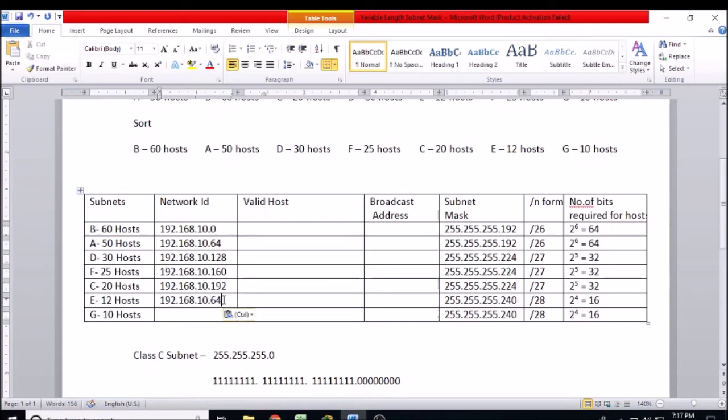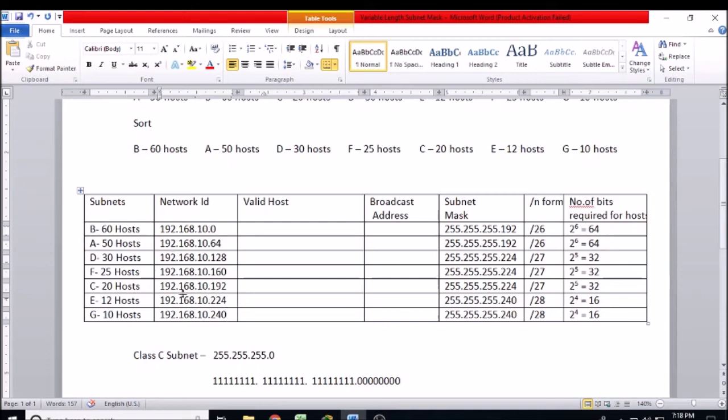And then for the next one, for E, the previous subnet is C. The network ID is 192 plus the number of bits required, 32. 192 plus 32 is going to give you 224. And for G, it is 224 plus its requirement, 16, right? So it is going to be 240. So this is the network ID. It is quite easy, right?